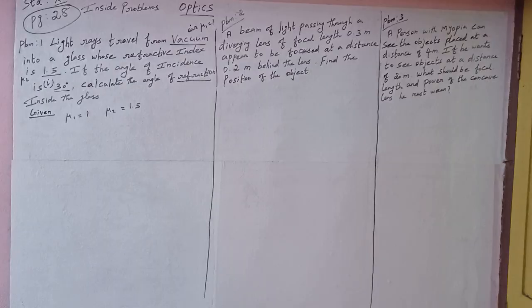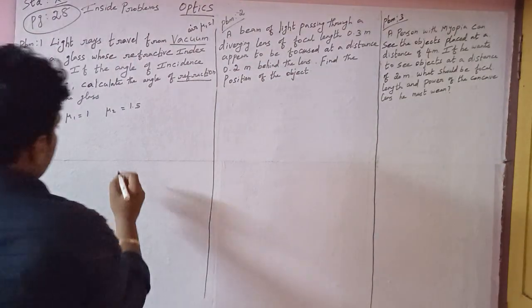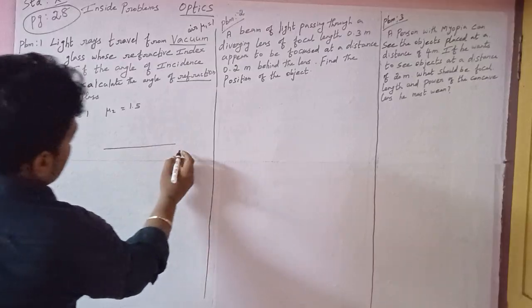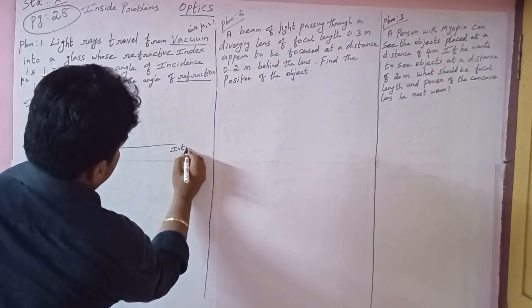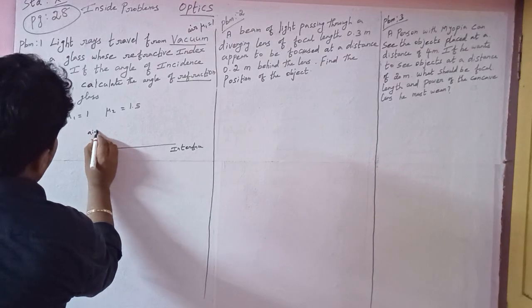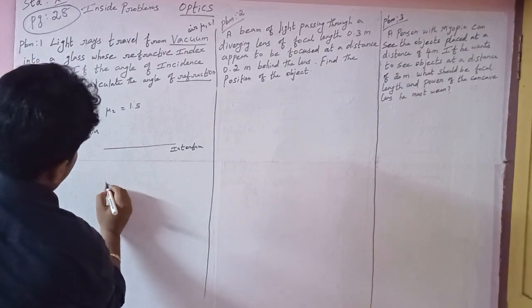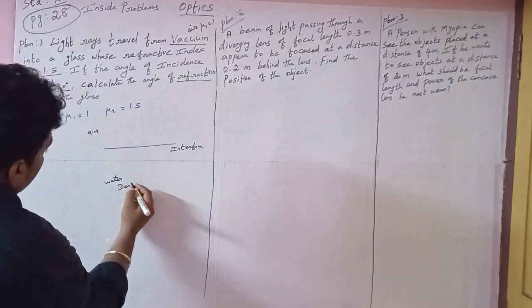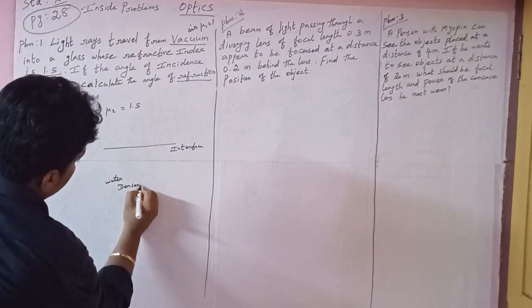Because listen here, this is an interface. Okay, so you have to consider that this is the air medium. Okay, this is air. This is the water medium. Okay, we know that water is the denser medium. What is the denser medium?